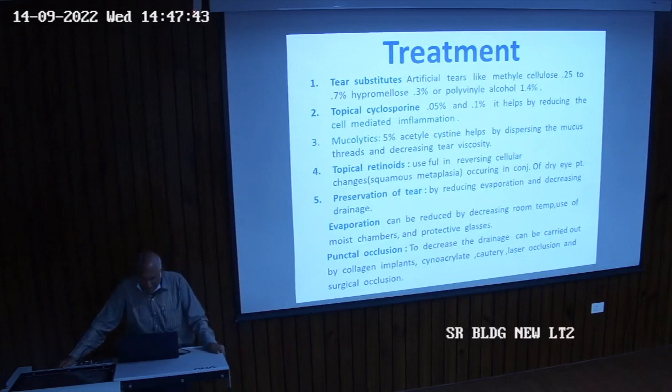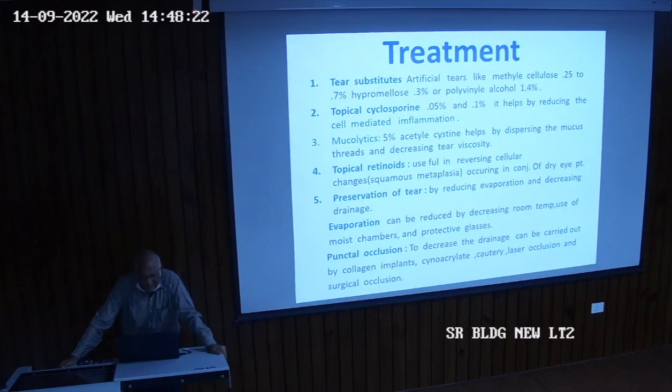Evaporation can be reduced by decreasing the room temperature, because heat causes more evaporation in dry eye. Use of a moist chamber and protective glasses, and the temperature can be reduced. These are some artificial or temporary methods. Or punctal occlusion. The drainage is through the puncta; if we prevent the drainage through the puncta, that problem will be solved.